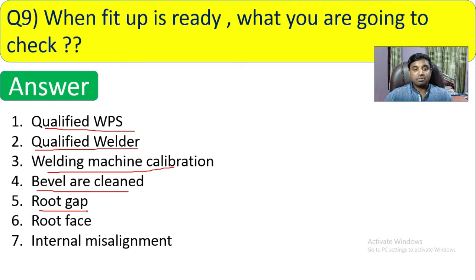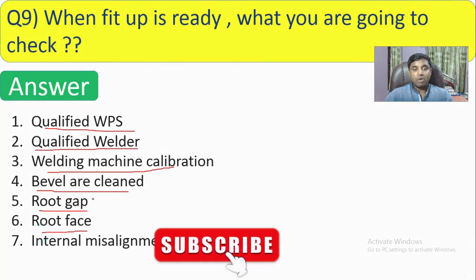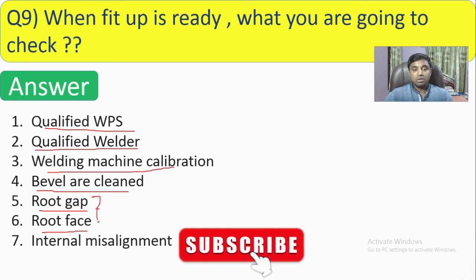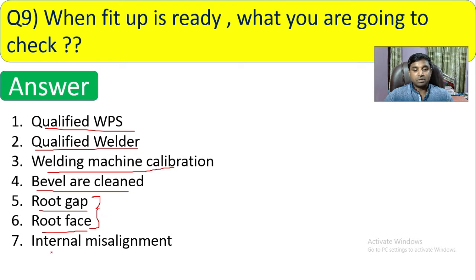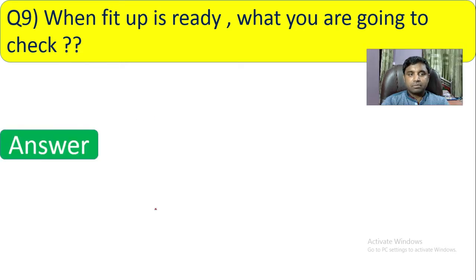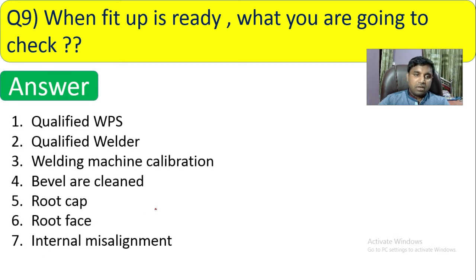Is the root gap proper as per WPS or not, and the root face? Root gap and root face we can find in the approved WPS. And internal misalignment you can also find in your WPS. So all these things we have to check, and when you see that everything is okay, then you can start welding. You see, very important.